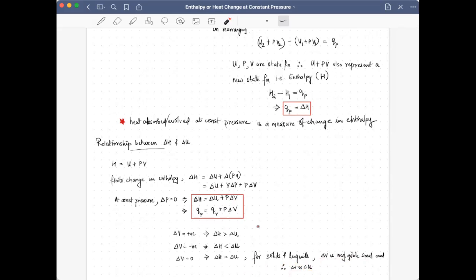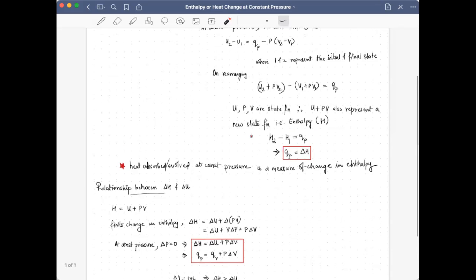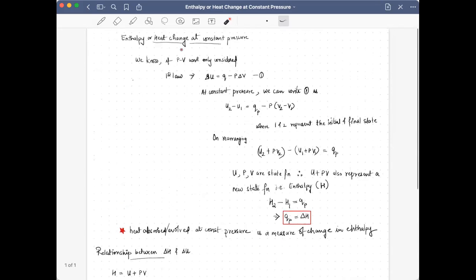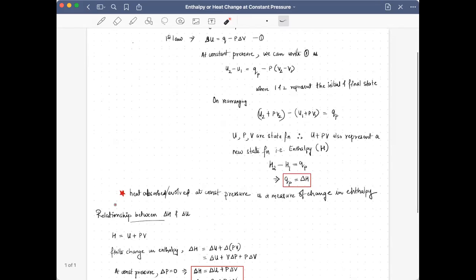I hope you have understood in this video the heat change that happens at constant pressure, and at the same time the relationship between delta H and delta U. Please go through these derivations and practice them so that you are comfortably able to derive them.